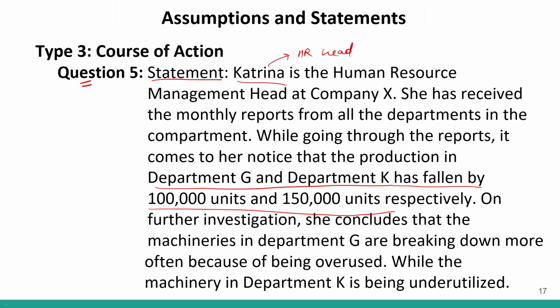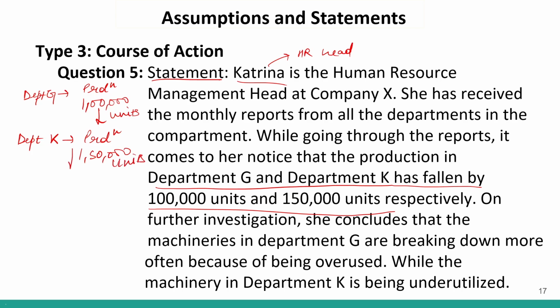Respectively. So department G, now understand the problem. In department G, the production has fallen by how many units? Production has fallen by 1 lakh units, correct? It has fallen by 1 lakh units. And in department K, the production has fallen by how many units? 1,50,000 units. This has fallen down.